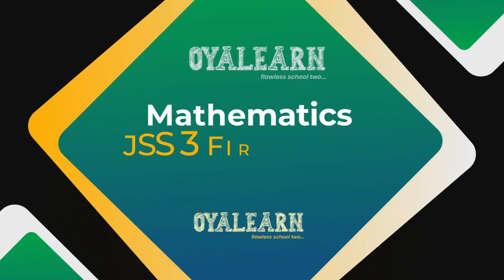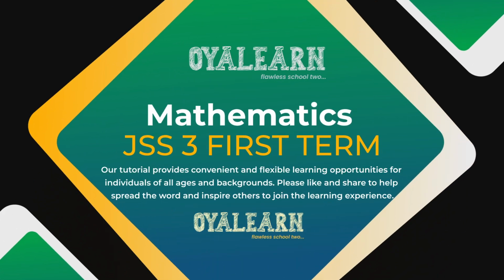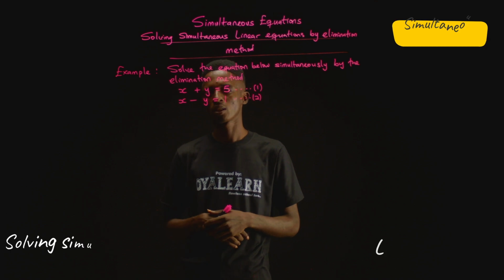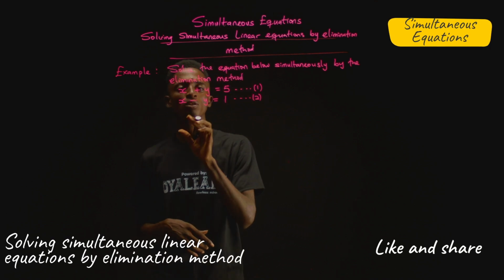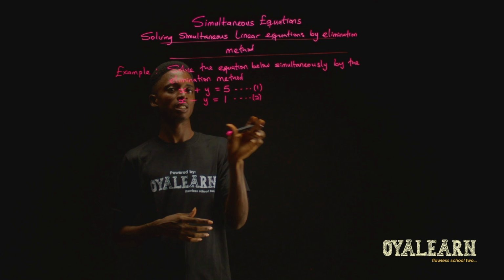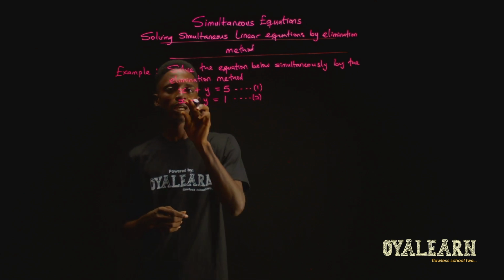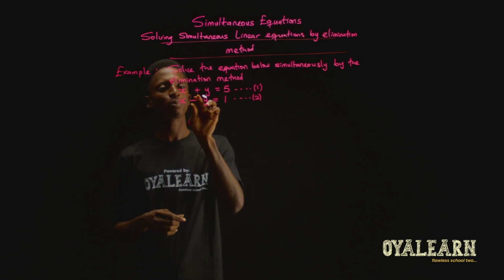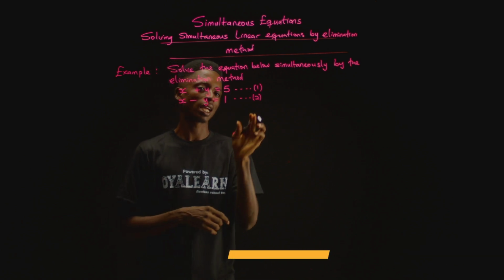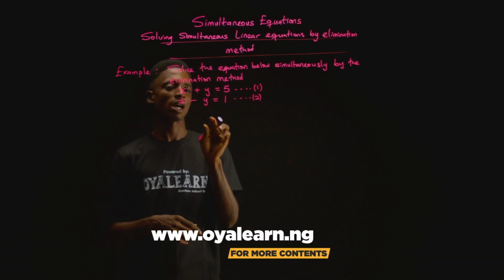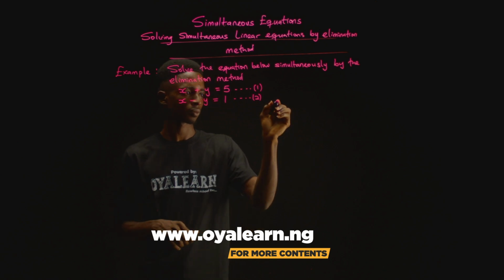Now let's practice solving a simultaneous linear equation using the elimination method. In this example, we are to solve this equation simultaneously with the elimination method, and we have our equation 1 as x plus y equals 5, and our equation 2 is x minus y equals 1.